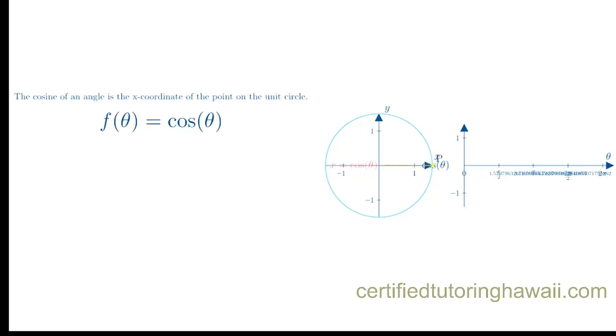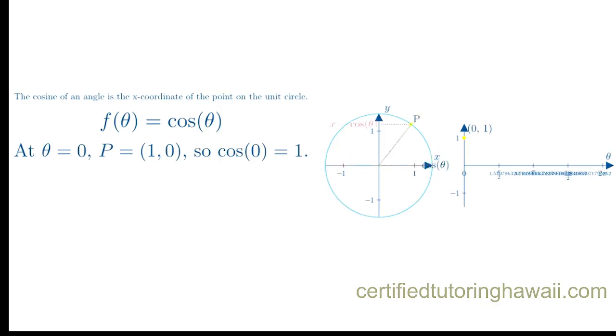Again, we'll start at theta equals 0. At this point, the terminal ray is horizontal. The point on the circle is 1, 0. Cosine is the x-coordinate, so cosine of 0 is 1. We plot the point 0, 1 on our new graph. Now, let's rotate to pi over 2.